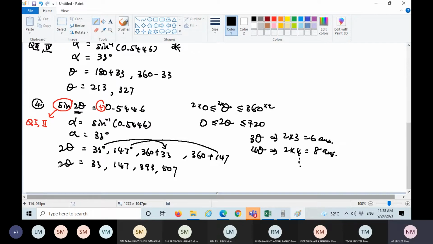Okay, not finished yet because the question asks for theta. They don't want 2 theta. So last step already. Bring the 2 to this side and divide by 2. So every one of these answers has to be divided by 2. Very troublesome. So many steps to remember.